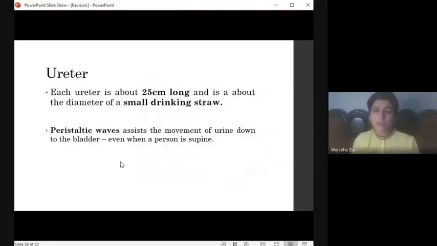Now let's talk about the ureter. As I told you, it allows the connection of the kidney and the bladder. It is just like a straw, the straw we see in cases of juices or bottles. It's a small tube about 25 centimeters long. It consists of smooth involuntary muscles, both the longitudinal and the circular ones. These involuntary muscles allow the peristaltic movement.